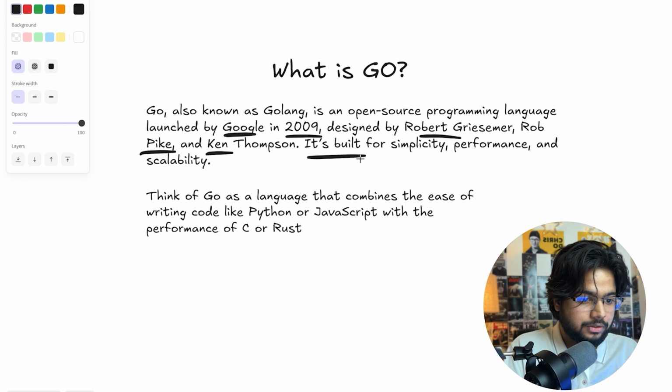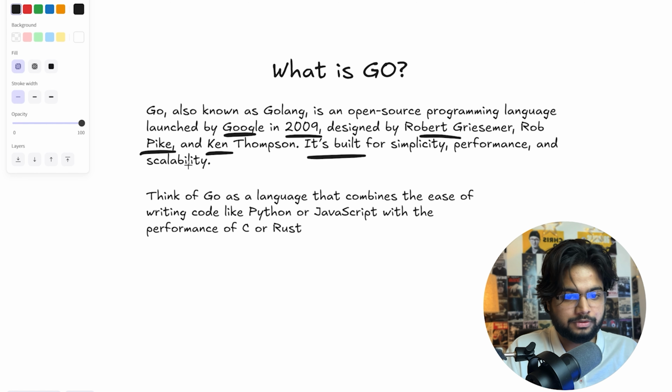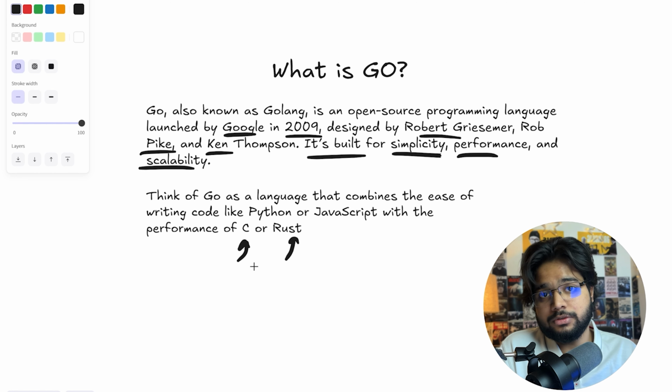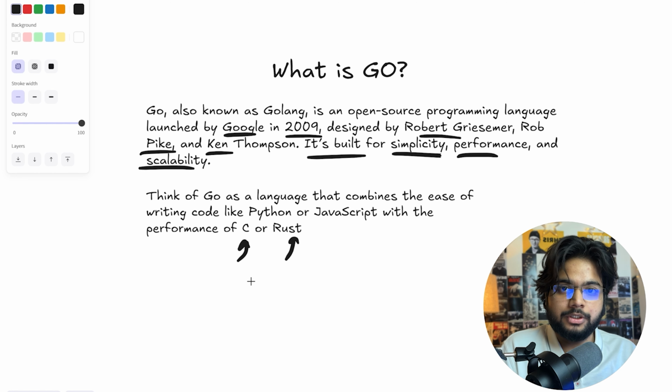It's built for simplicity, performance and scalability, which is good, and it is basically known for simplicity. The performance, yes, and scalability, I will give it like 8 out of 10. Let's move forward. Think of Go as a language that combines the ease of writing Python and JavaScript with the performance of C and Rust. Actually, it compiles much better than C or Rust, but its runtime restricts it from running faster than C and Rust. I will explain what I'm talking about in a bit, but let's move forward as of now.